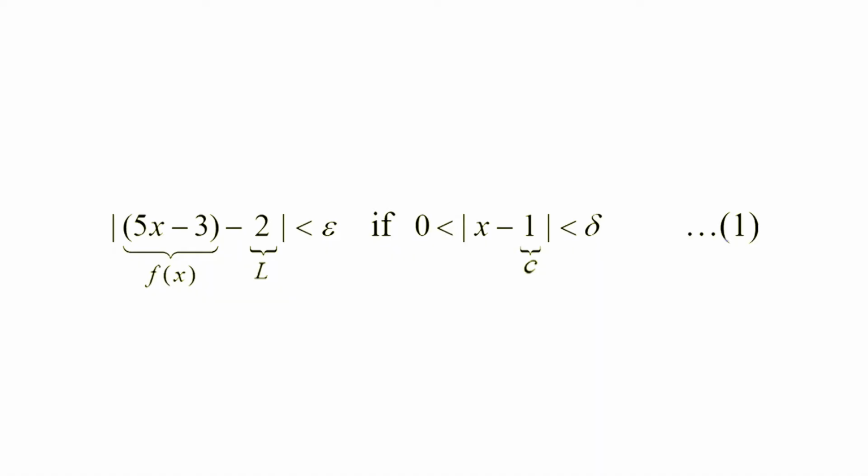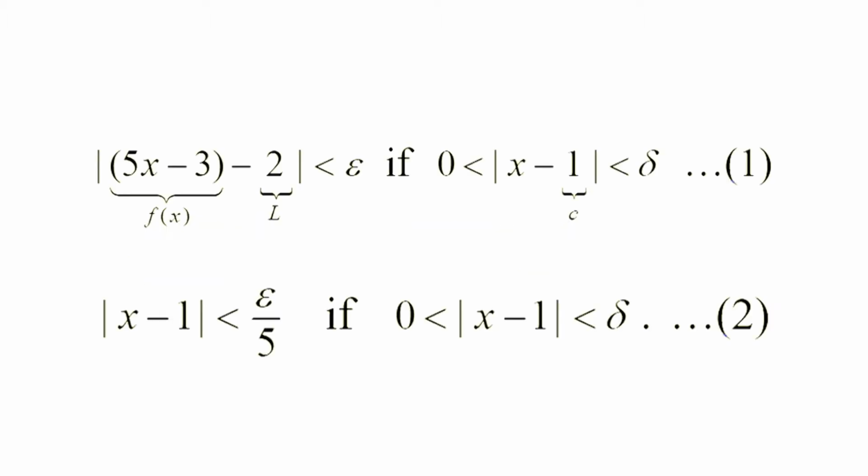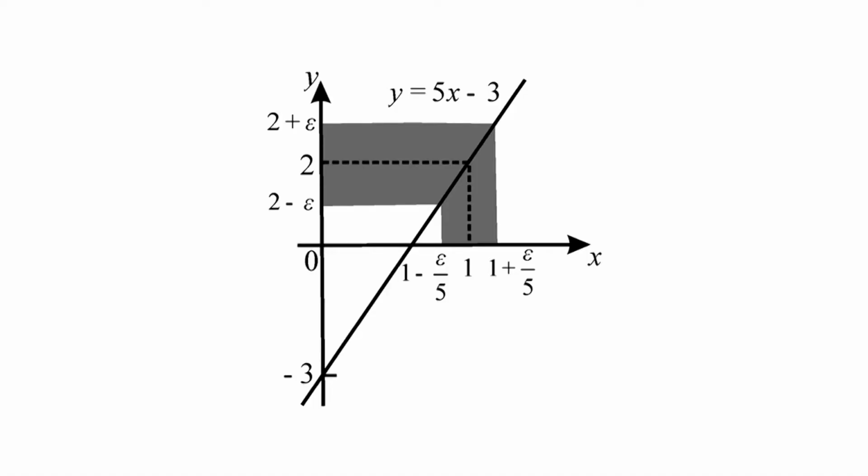Now we need to prove that statement 1 holds with delta equal to epsilon upon 5. However, statement 1 is equivalent to statement 2, and 2 holds with delta equal to epsilon upon 5. So, 1 also holds with delta equal to epsilon upon 5. This proves that the limit of 5x minus 3 as x approaches 1 is 2. Our work is illustrated in the following figure.